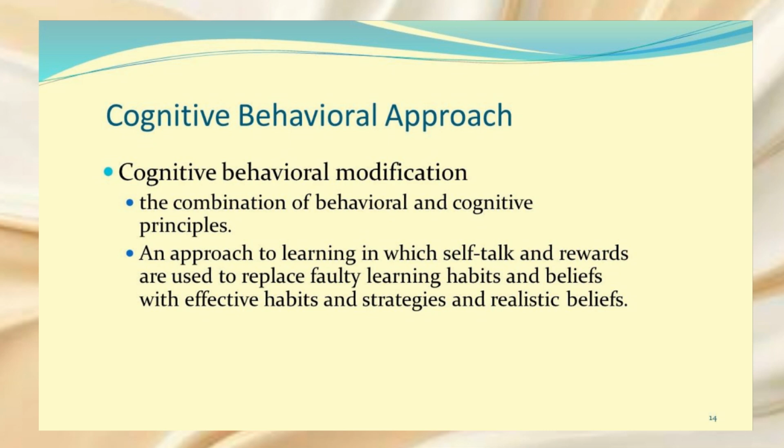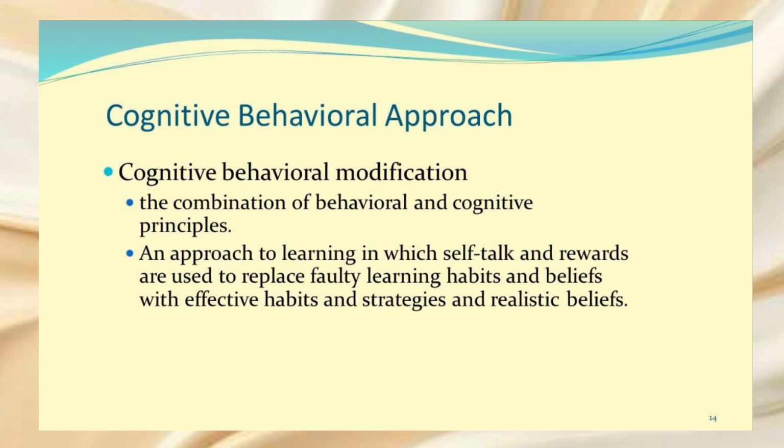Behavioral and cognitive principles have been combined in an approach known as cognitive behavioral modification. Our behavior is affected by a set of rewards and punishments we have experienced in the past and our beliefs, thoughts, and expectations. This approach uses self-talk and rewards to replace faulty learning habits and beliefs with effective habits and strategies and realistic beliefs.